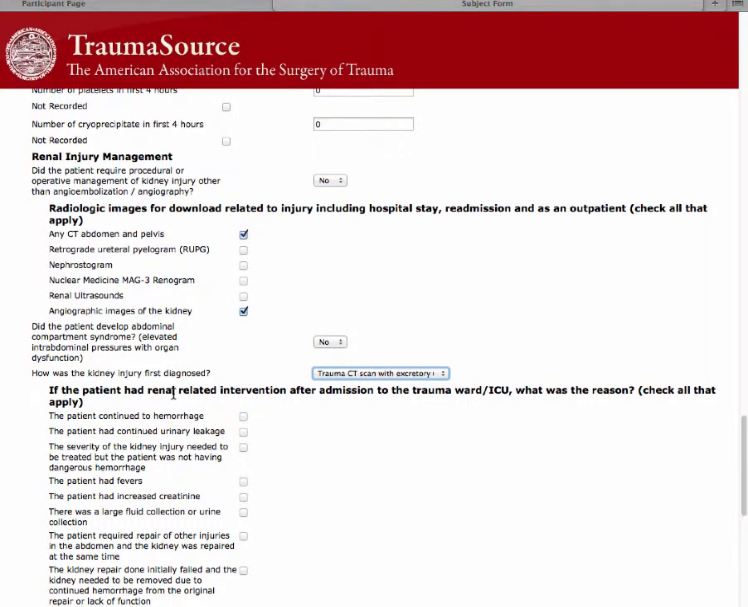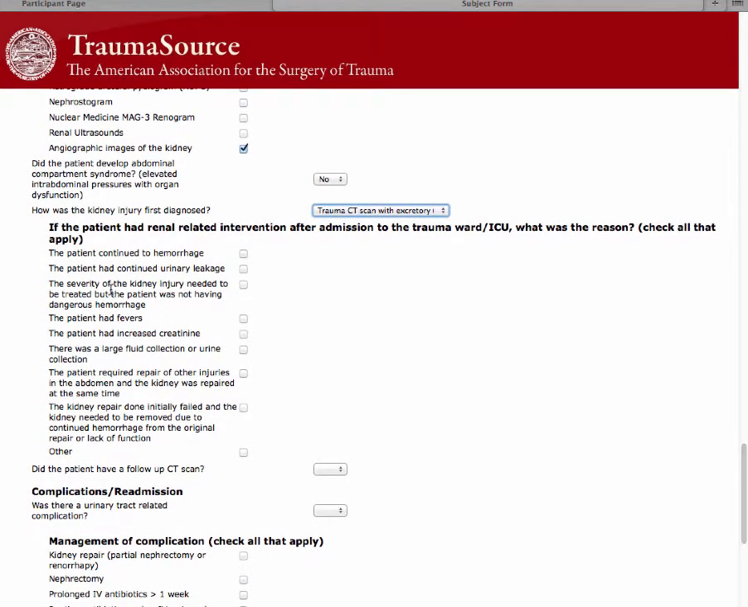If the patient had a renal-related intervention after admission to the trauma ward or ICU, what was the reason? So this patient did have an intervention. The choices are: patient continued to hemorrhage, patient had continued urinary leak, or the severity of the kidney injury needed to be treated, but the patient was not having dangerous hemorrhage. And this is exactly the category I'd put this patient in. The patient had a small area of kidney that was still viable, but the rest of the kidney injury was severe and the patient was leaking into the retroperitoneum. And so I'd say this is a primary one.